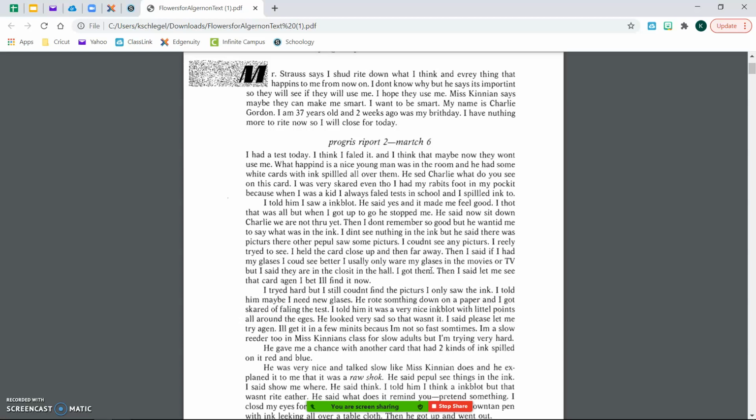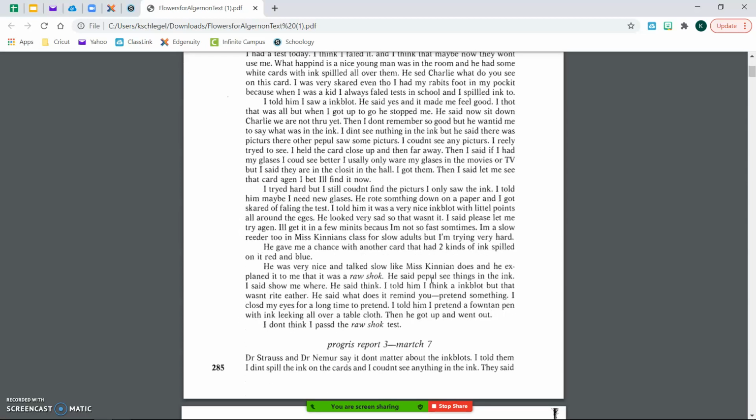I usually only wear my glasses in the movies or TV, but I said they're in the closet in the hall. I got them. Then I said, let me see that card again. I'll bet I'll find it now. I tried hard, but I still couldn't find the pictures. I only saw the ink. I told him maybe I need new glasses. He wrote something down on a paper and I got scared of failing the test. I told him it was a very nice ink blot with little points all around the edges. He looked very sad, so that wasn't it. I said, please let me try again. I'll get it in a few minutes because I'm not so fast sometimes. I'm a slow reader too in Miss Kinion's class for slow adults, but I'm trying very hard.